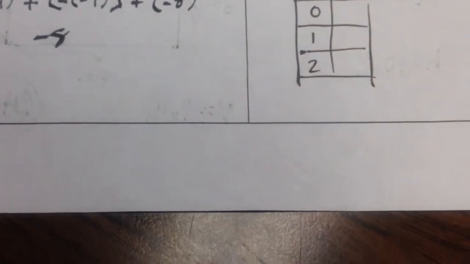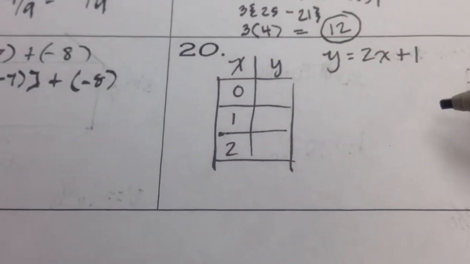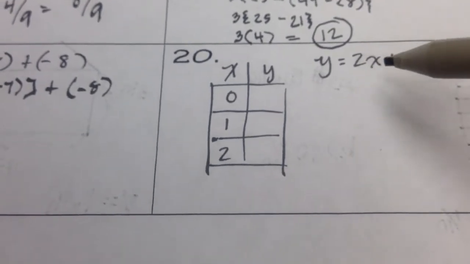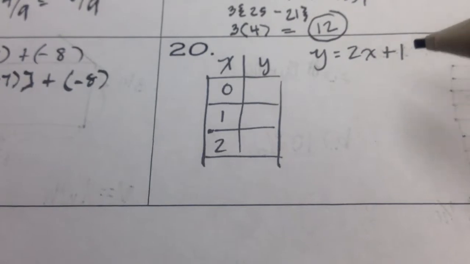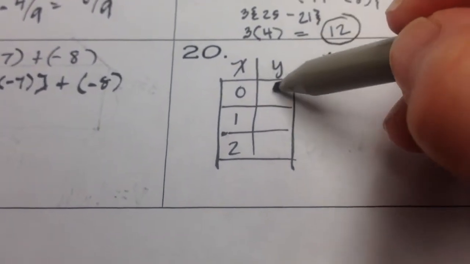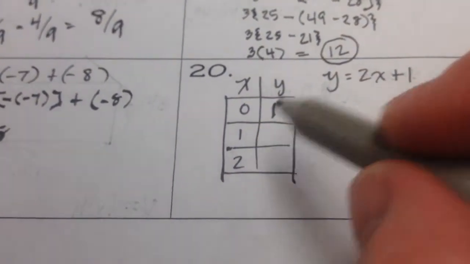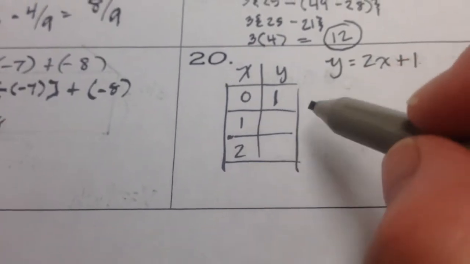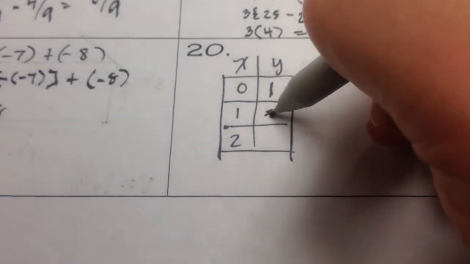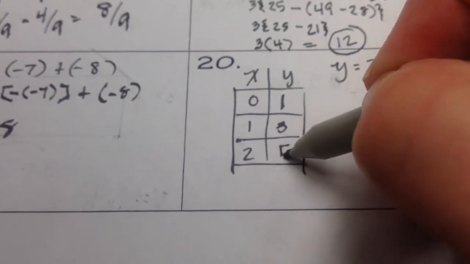All right. Here we go. This, they want you to find the missing numbers in the table using the function rule, which is y equals 2x plus 1. Then graph the pairs on a coordinate plane and draw a line through the points. All right, so if it's 2x plus 1, 2 times 0 is still 0 plus 1. That would be 1. Okay, so there's 1 point. 1 times 2 would be 2 plus 1. That would be 3. Then 2 times 2 would be 4 plus 1 would be 5.